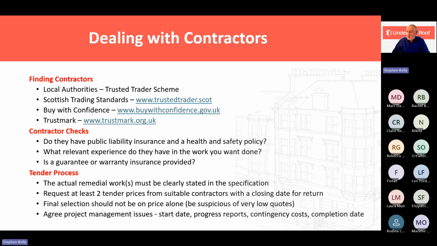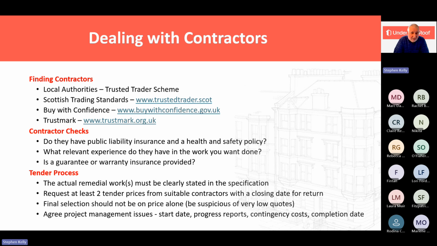Okay. So, again, you've decided you're going to go ahead with the work. You've held your meeting. You've had your votes. You've then got to get contractors to give you prices. There are lots of things on our website about contractors, but for this purpose, I've just narrowed it into 4 for finding contractors. Check your local authority. They may well have a trusted trader scheme. If not, you can check Scottish Trading Standards, Buy with Confidence, Trustmark. There are other websites out there.